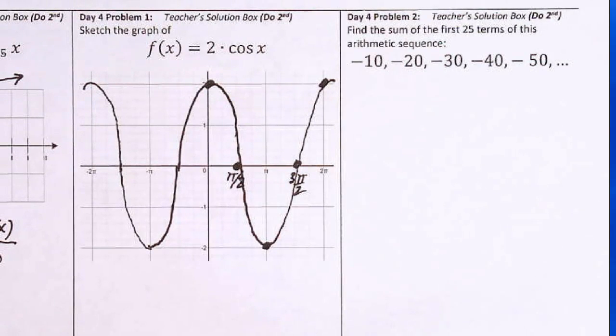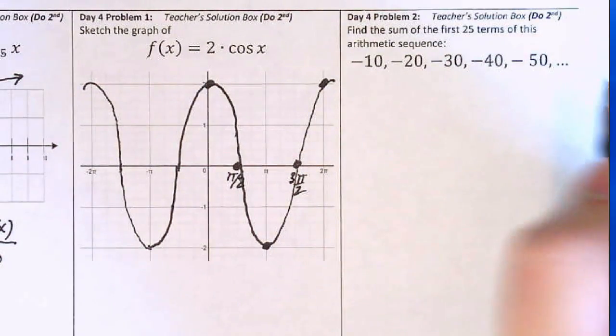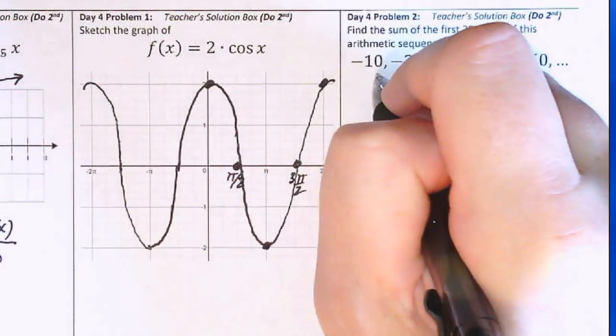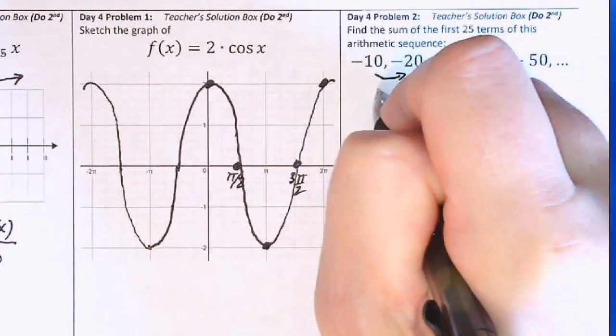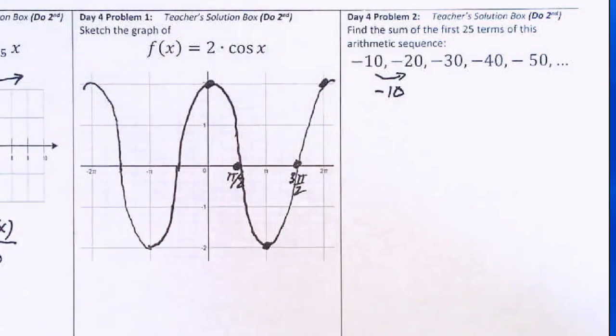For day 4, problem 2, find the sum of the first 25 terms of this arithmetic sequence. This is an arithmetic sequence because it has a common difference between terms. From here to here, it looks like it's subtracting 10. That's the common difference or rate of change.